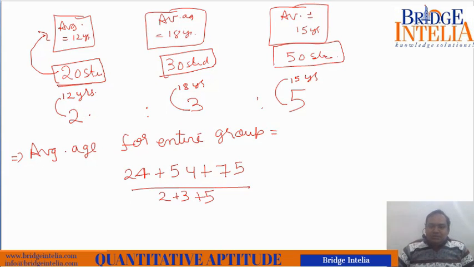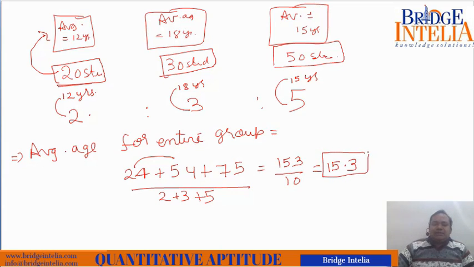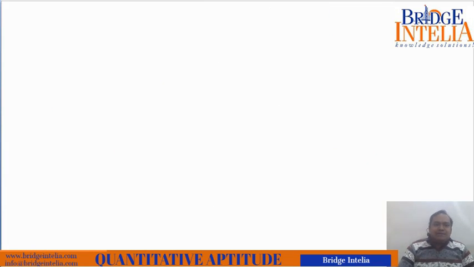So 24 plus 54, that is 78, 78 plus 75, that is 153, divided by 10, so this comes out to be 15.3. There are other scenarios as well in which you can apply the concept of weighted average. So let's take a few more examples.